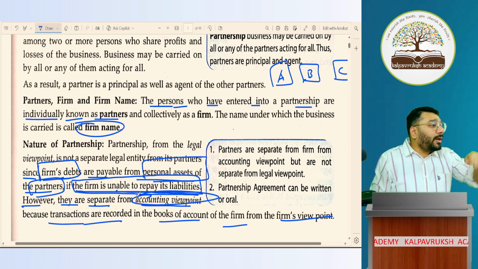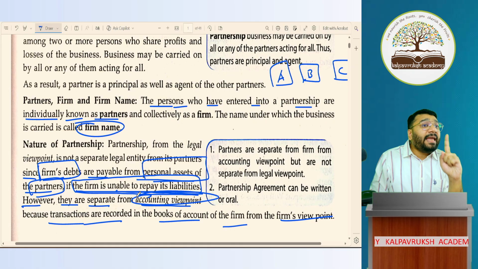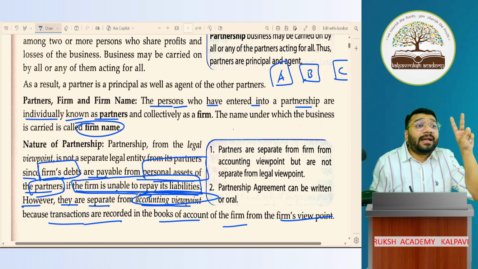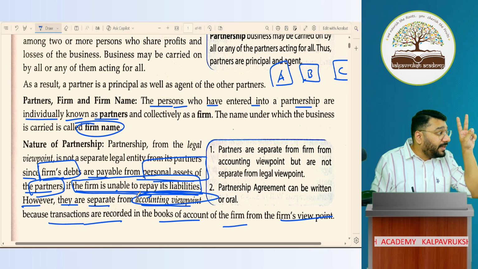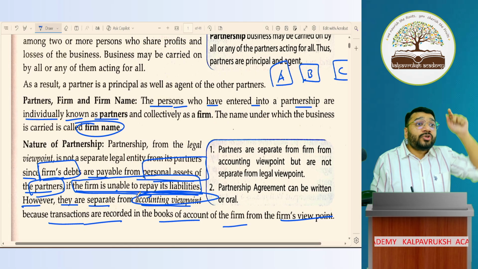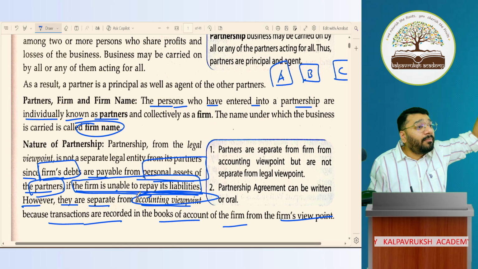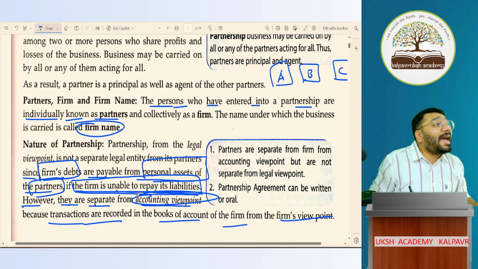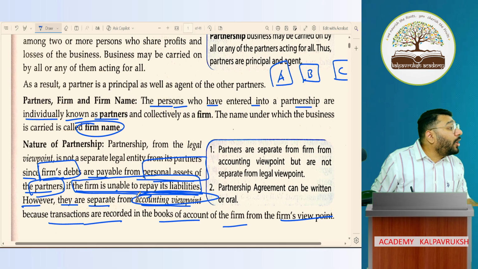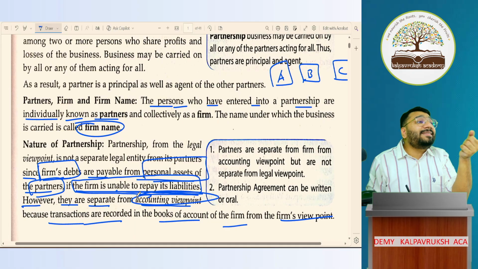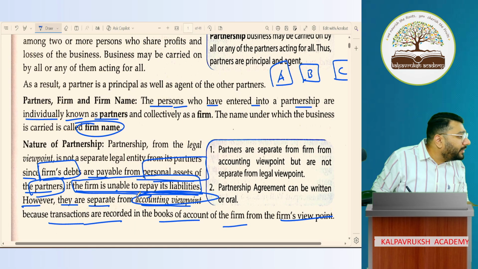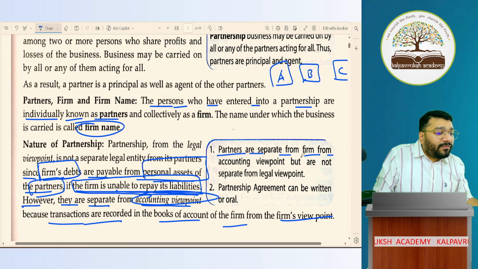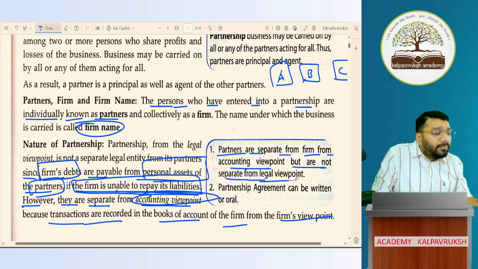But when you come to the legal viewpoint, law says in case of sole proprietorship business and partnership business, you have unlimited liability. Owners are jointly and severally liable. So if the firm's assets are not sufficient to pay the firm's liability, then for the remaining liability, I will attack the personal assets of the partners or owners. Which personal assets? Gross assets or net assets? Net assets I will attack. Got it? Not got it? Now, partners are separate from the firm from the accounting viewpoint, but are not separate from the legal viewpoint.